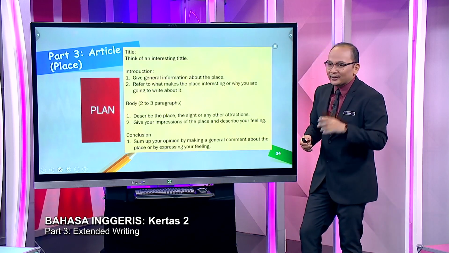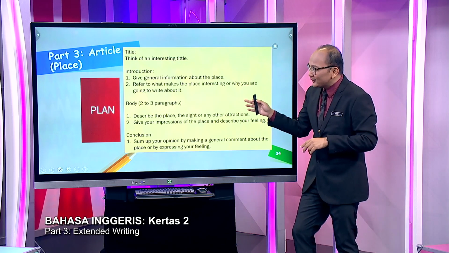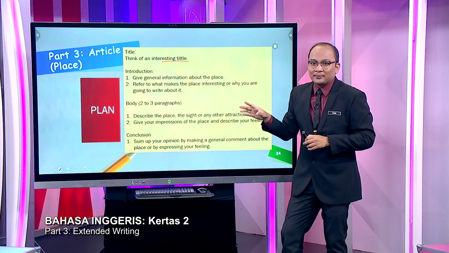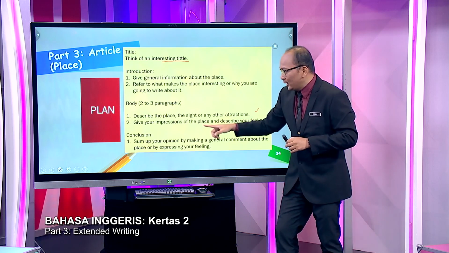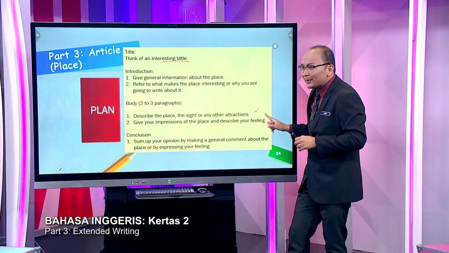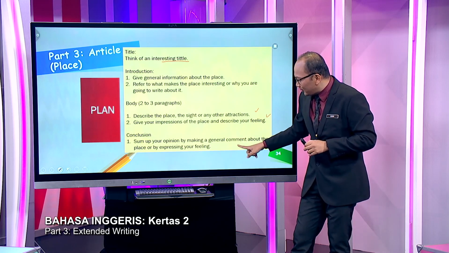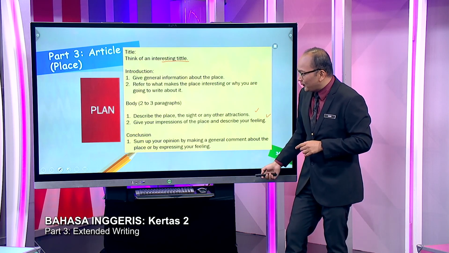And also there are two types of article. Article of place, I show this first. Think of an interesting title. Introduction, you need to give general information, and also refer to what makes the place interesting or why you are going to write. Please include this. For the body part, describe the place, the site or any other attraction. Don't just write about that one particular place. So what is around that area? Give your impression of the place and describe your feeling. Please include yourself when you are writing about this place. And conclusion, sum up your opinion by making a general comment about the place or by expressing your feeling.